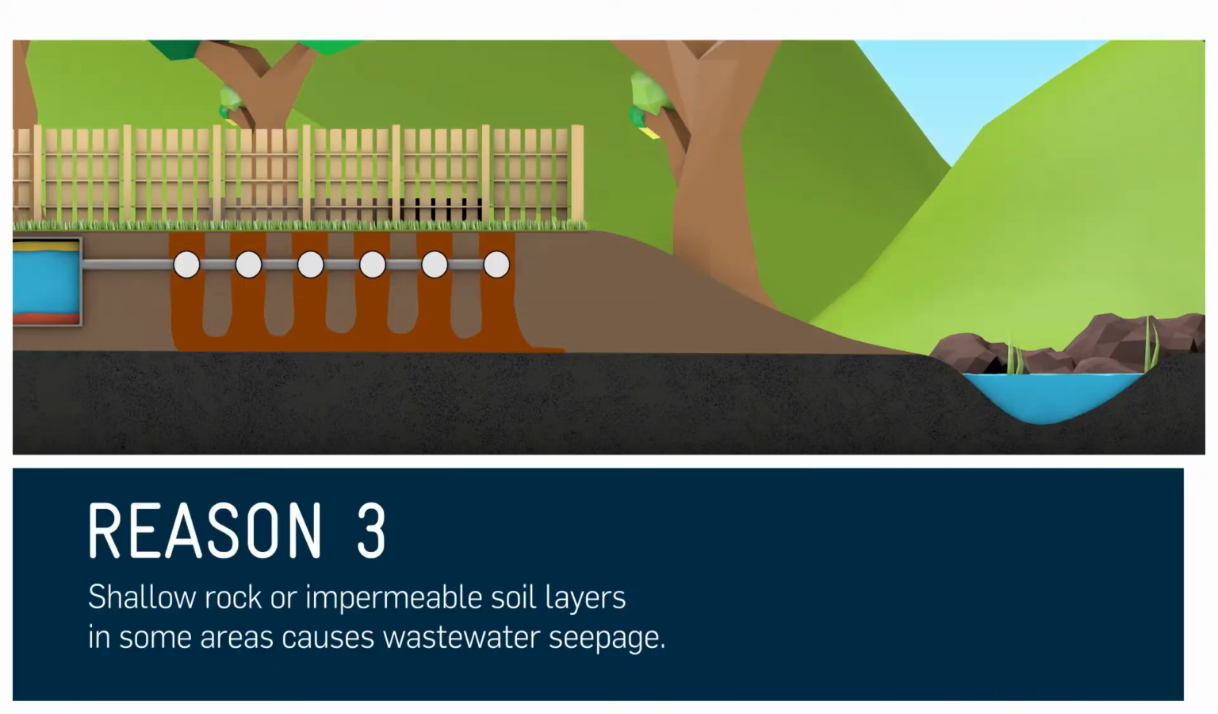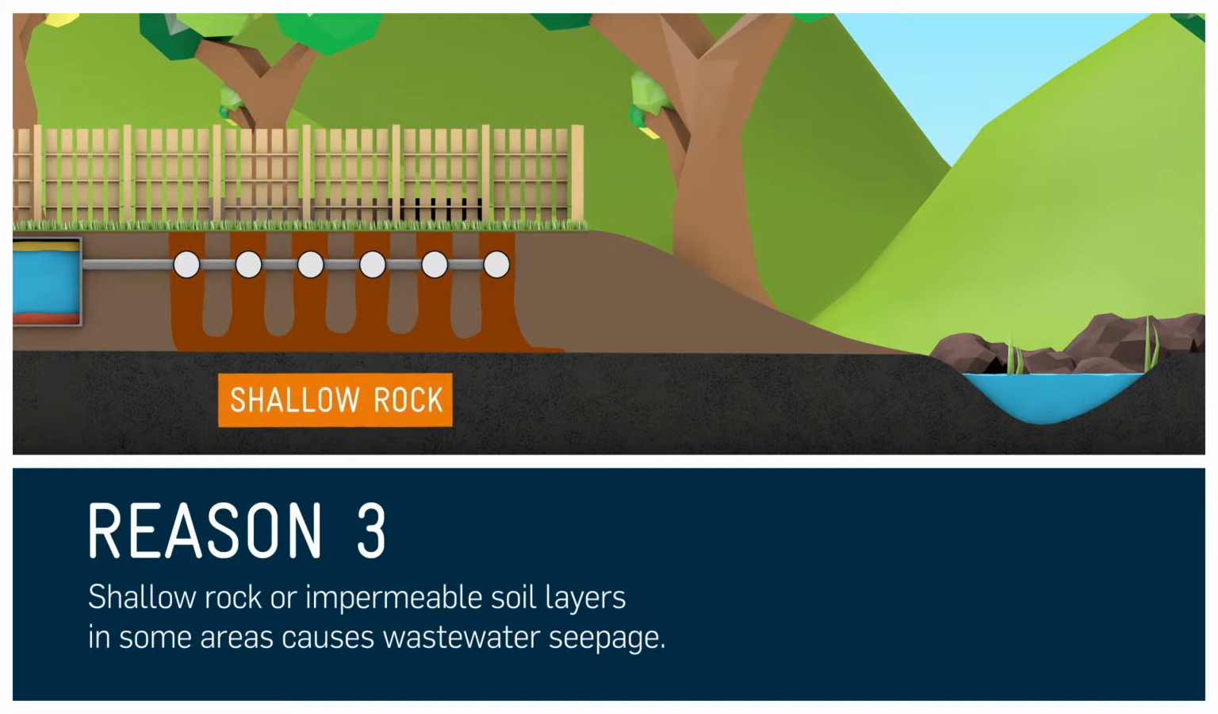There may be a shallow rock or impermeable soil layer beneath the surface, causing wastewater to seep out onto the surface at a low point. This wastewater will eventually end up in local waterways.